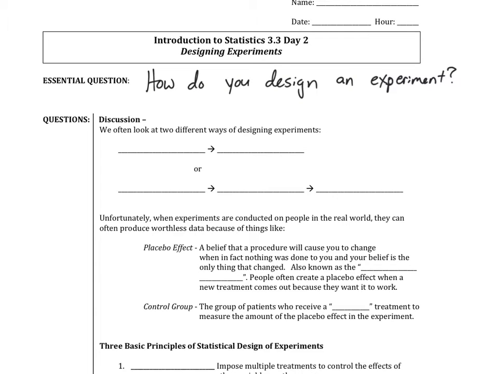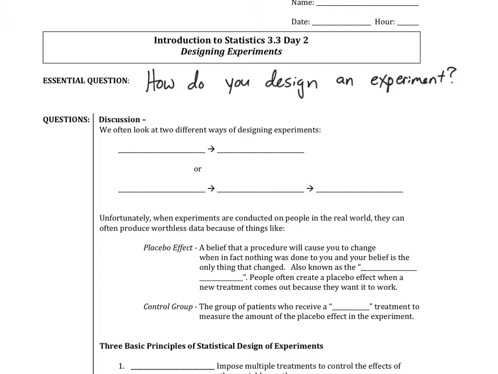So section 3.3, day 2, we get into designing experiments. It adds more to what we did yesterday in 3.3, day 1. So the question we're going to answer today is, how do you design an experiment? So some discussion. We often look at two different ways of designing an experiment.